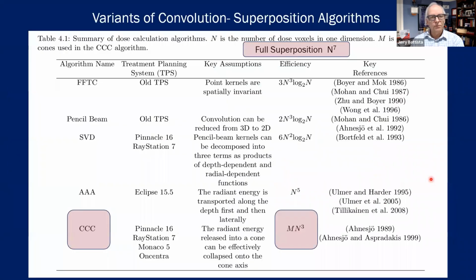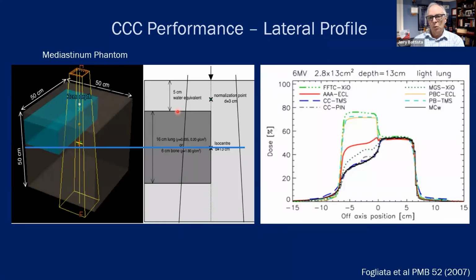And it turns out that this is very efficient. I won't bore you with this. This is just for your reference. The number of calculations for a full superposition method is on the order of n to the 7th, where n is the number of dose voxels. But if you do the collapsed cone convolution, you reduce it to m times n cubed, where m is the number of cones used per interaction point. That's quite a savings, and it works very well.